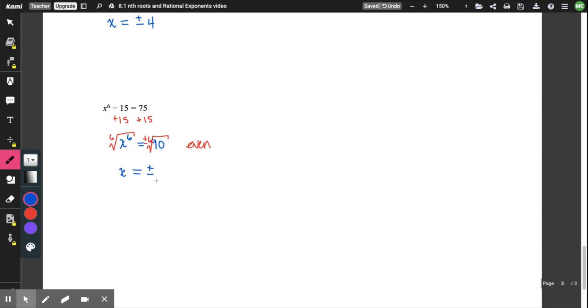Now, just with a preliminary little check there, I could find that there's no whole number that's going to give me 90 when I multiply it times itself 6 times. So I'm just going to leave it as the 6th root of 90 for my answer. So I've got plus or minus the 6th root of 90, which means that that's actually 2 answers for this one, not just one.